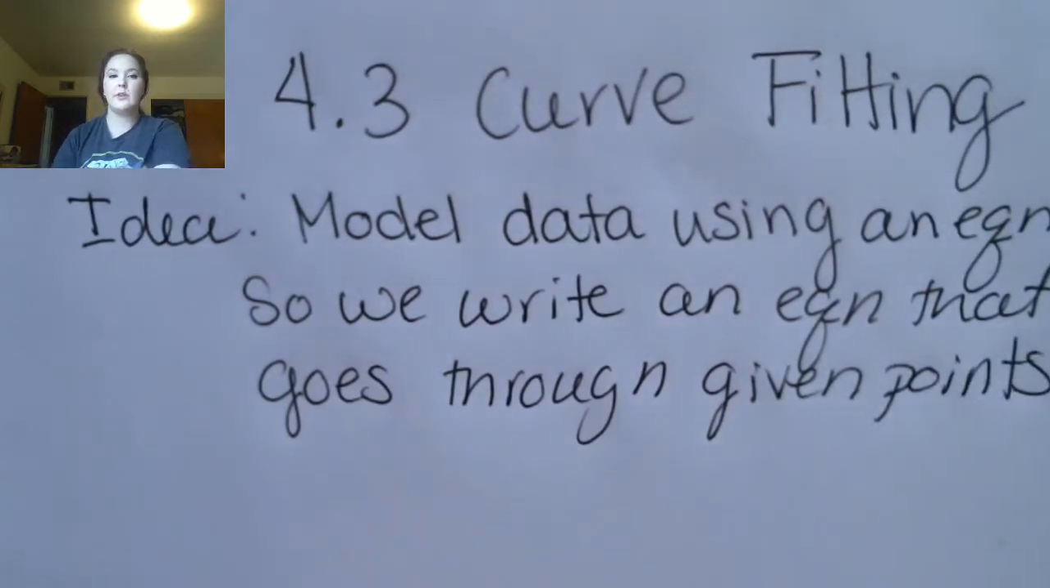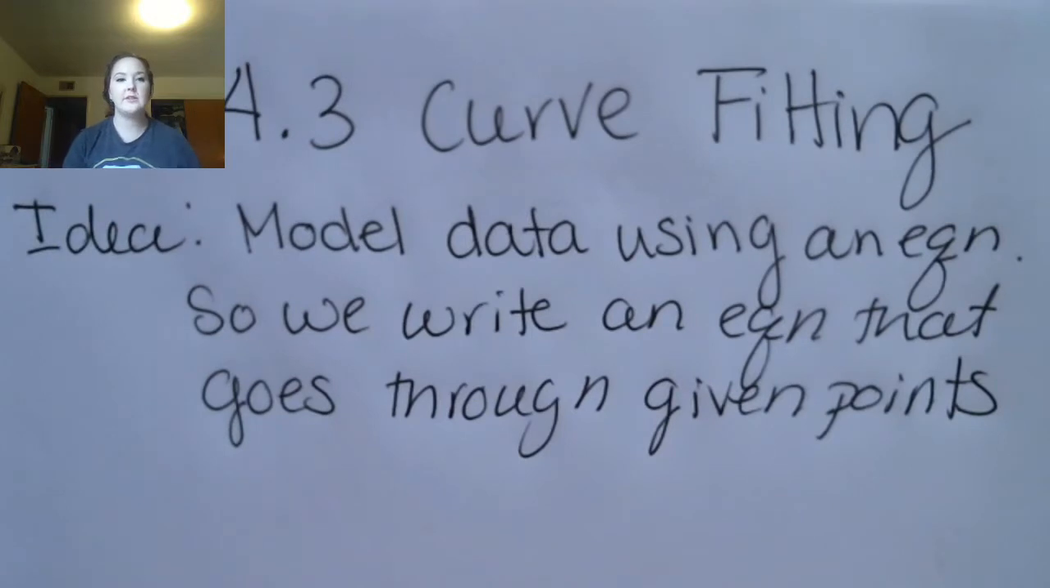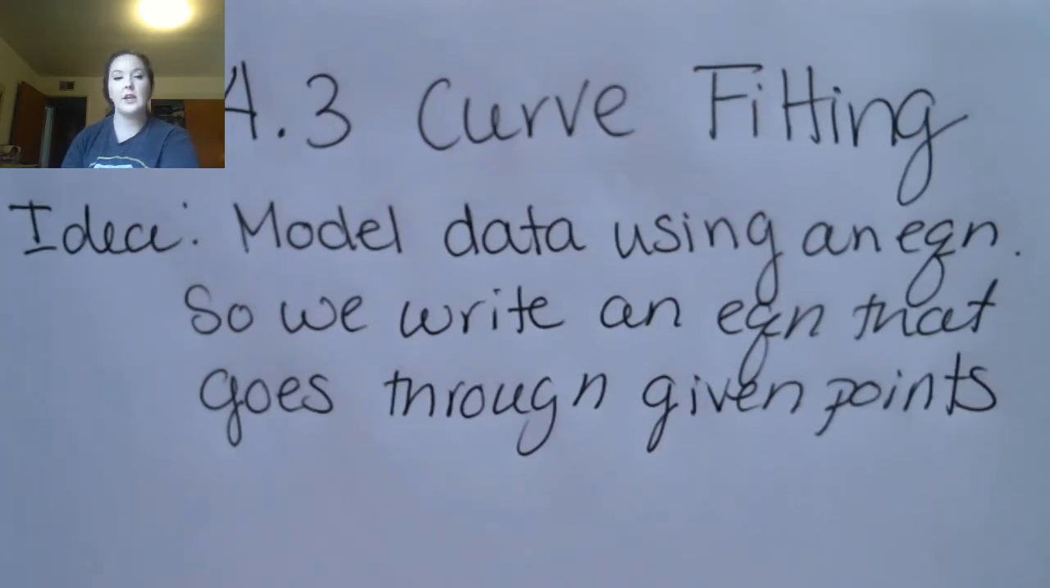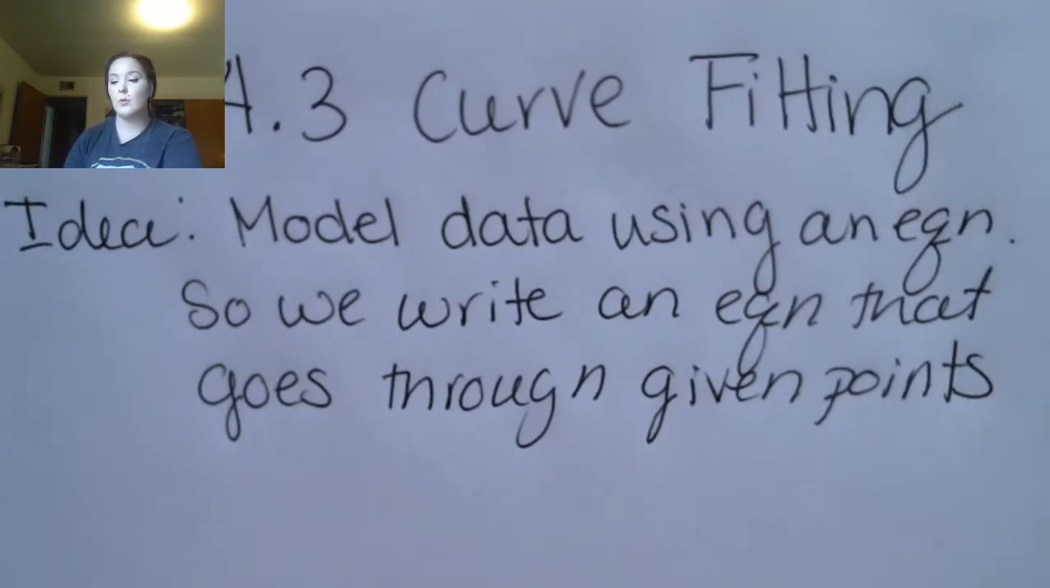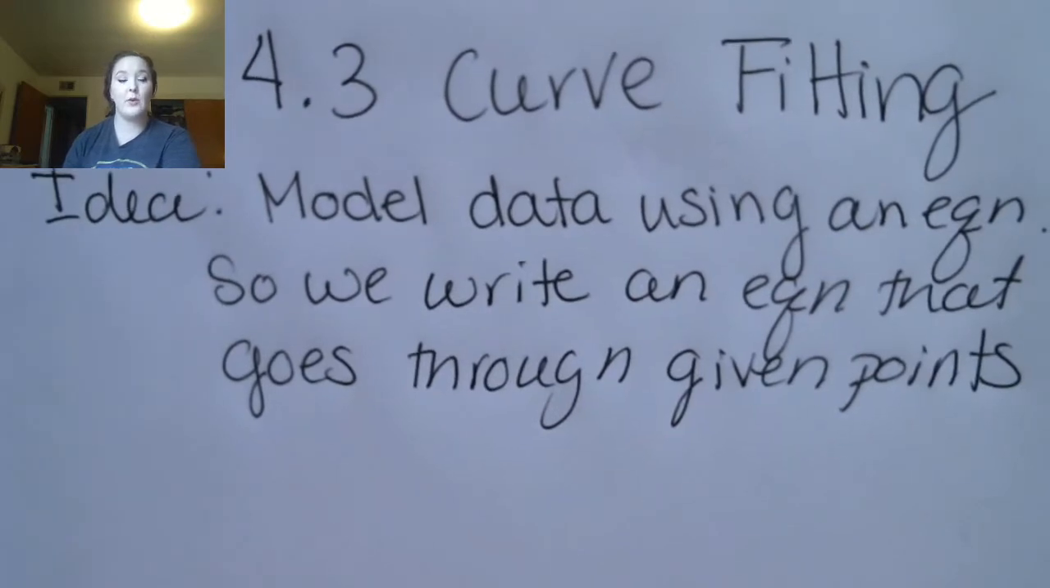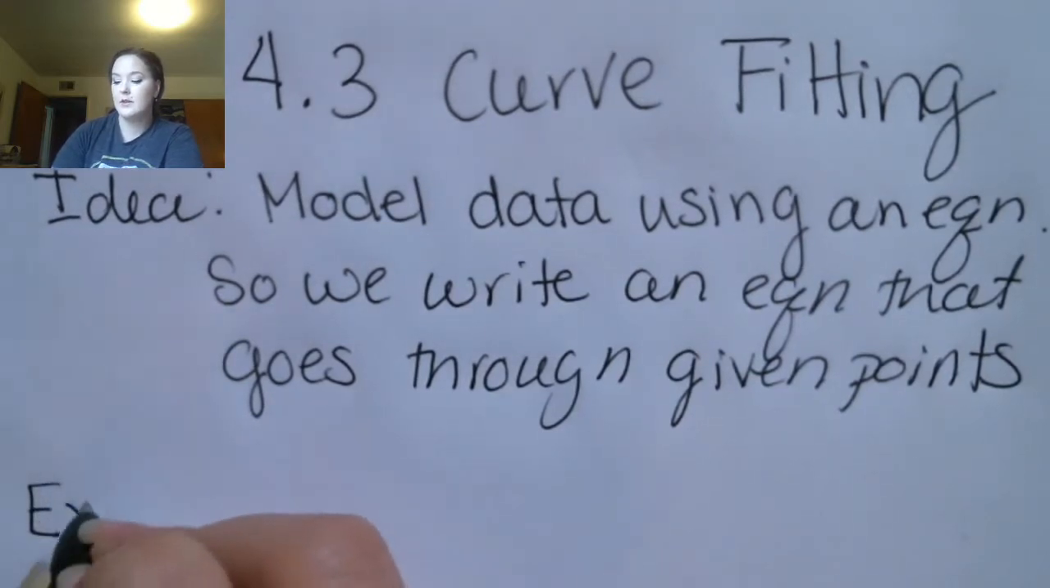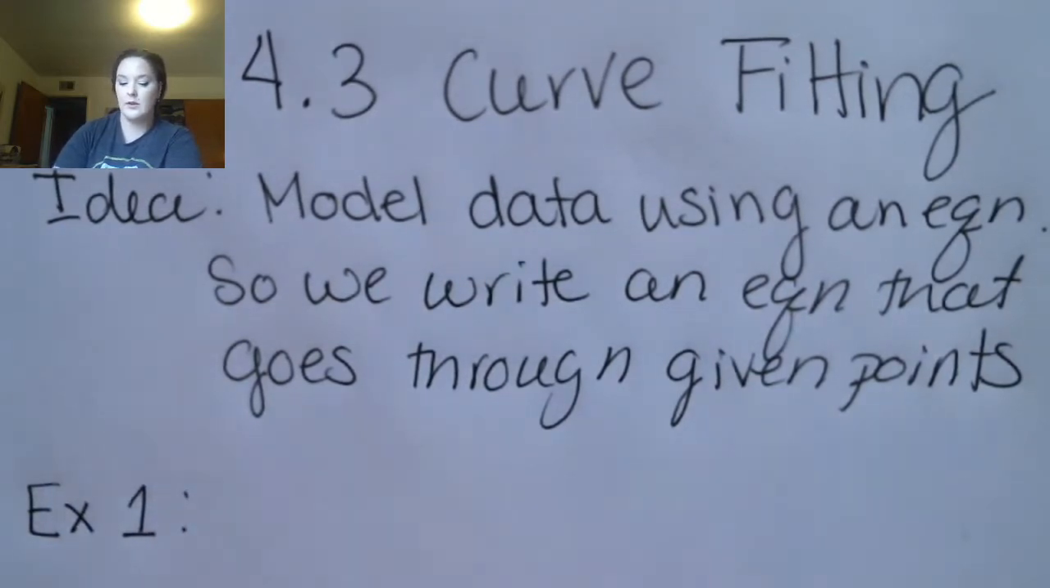Later on we'll look at some examples of using actual data to model something. But for now we're just going to go through a couple of examples where it's obvious how you should write this equation. For this section we're only going to talk about modeling using quadratic equations, but you can model using lots of different types of equations.